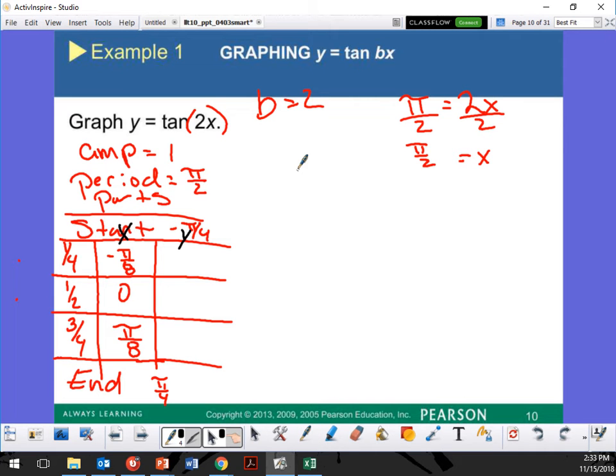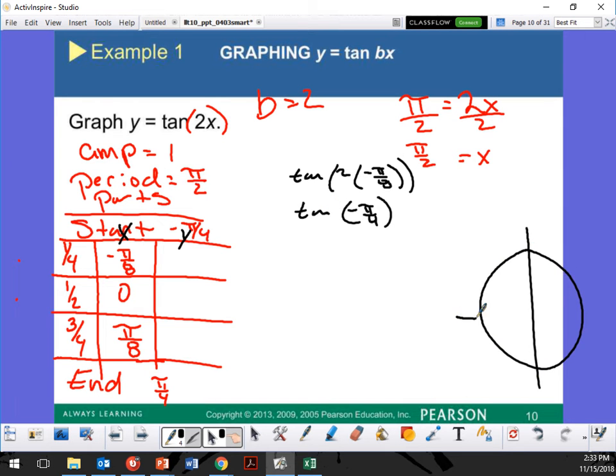So let's do that. It's going to be tangent of 2 times negative pi over 8. When I multiply that, the 2 and the 8 will reduce, so that's going to be a negative pi over 4. I'm going to show you on a unit circle. I'm going to draw my own unit circle here. This is pi over 4, 3 pi over 4, 5 pi over 4, and 7 pi over 4. Now I'm going to show you a neat trick that helps with the negatives. This is 1 pi over 4, this is 2 pi over 4, which reduces to 1/2, and this is 3 pi over 4.